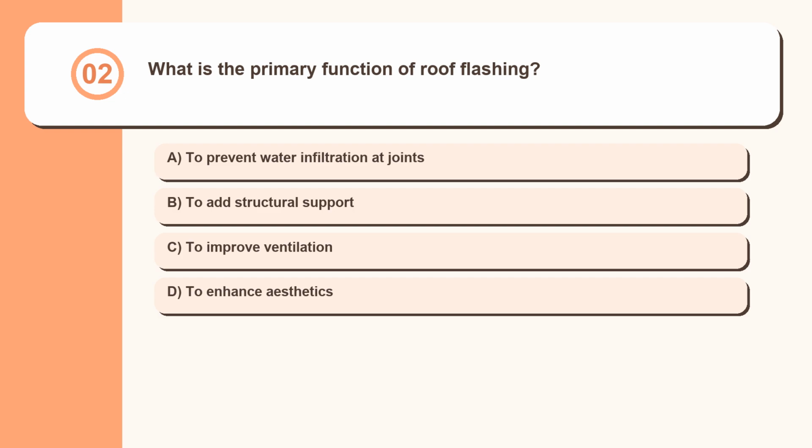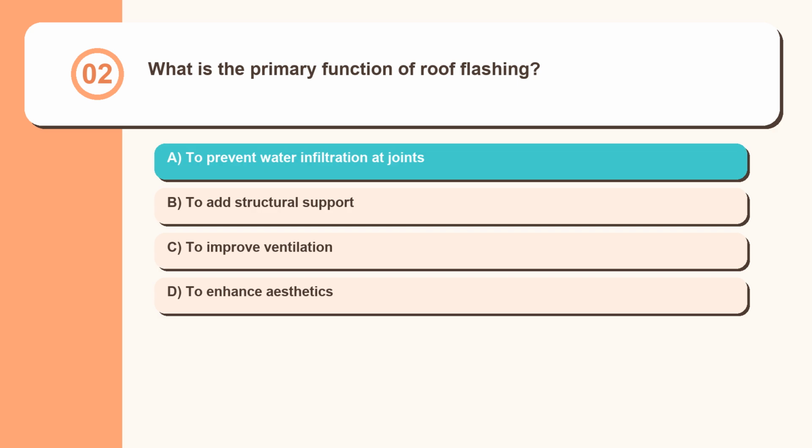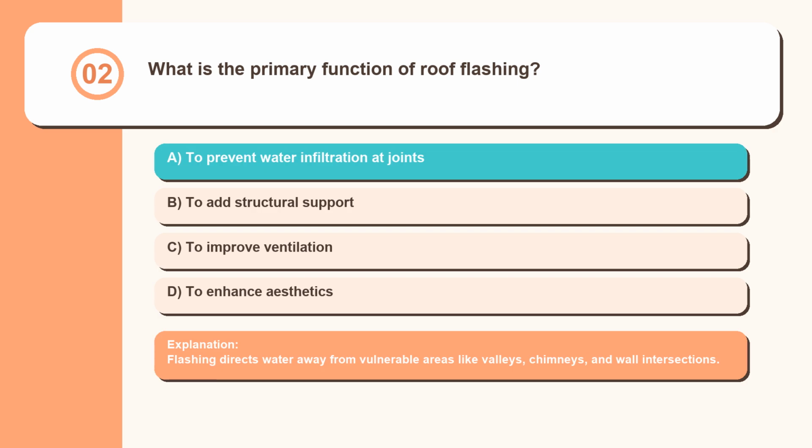Question 2. What is the primary function of roof flashing? To prevent water infiltration at joints, to add structural support, to improve ventilation, to enhance aesthetics. Flashing directs water away from vulnerable areas like valleys, chimneys, and wall intersections.